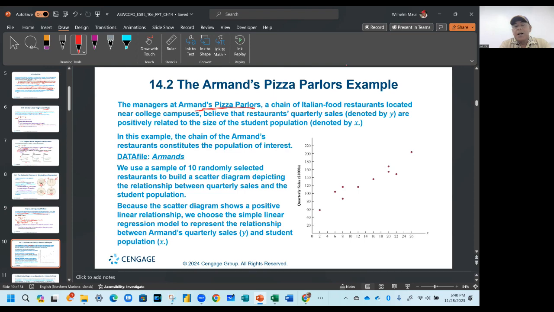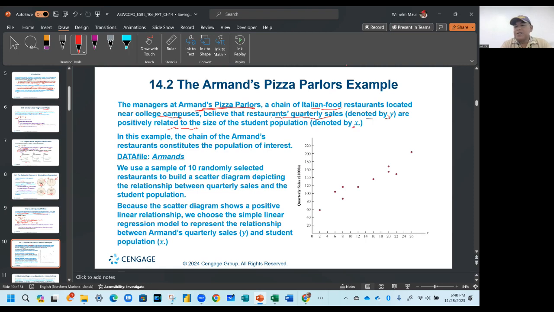Armand's Pizza Parlor, a chain of Italian food restaurants located near college campuses, believes that the restaurant's quarterly sales, denoted by Y, so Y is sales, the dependent variable, are positively related to the size of the student population.